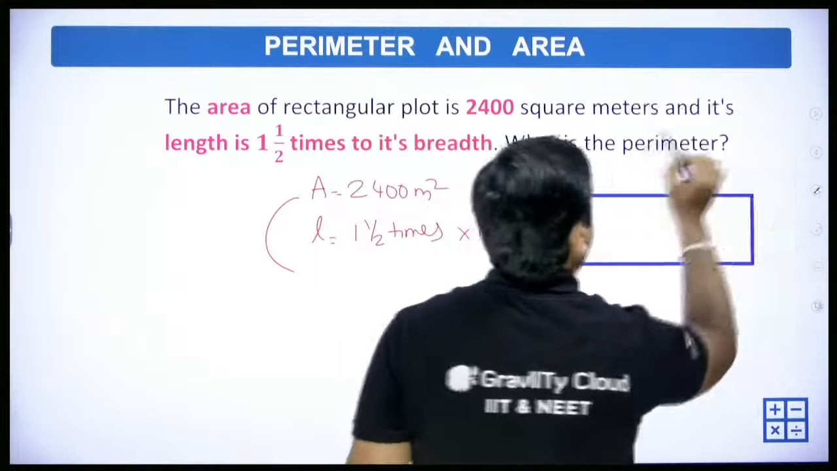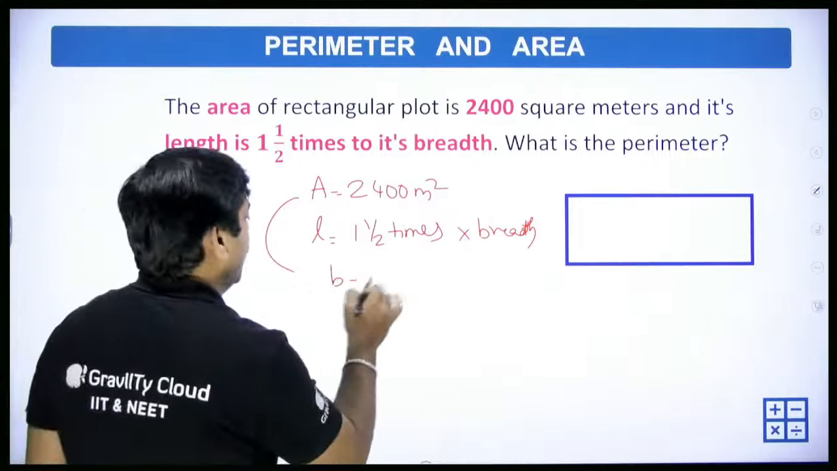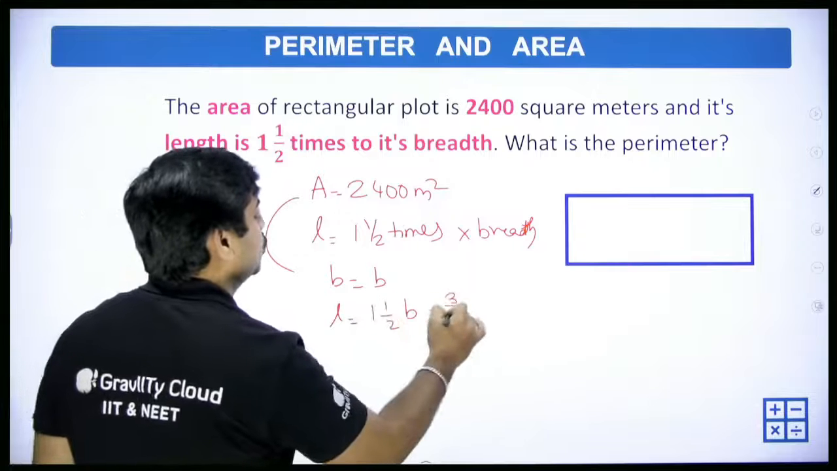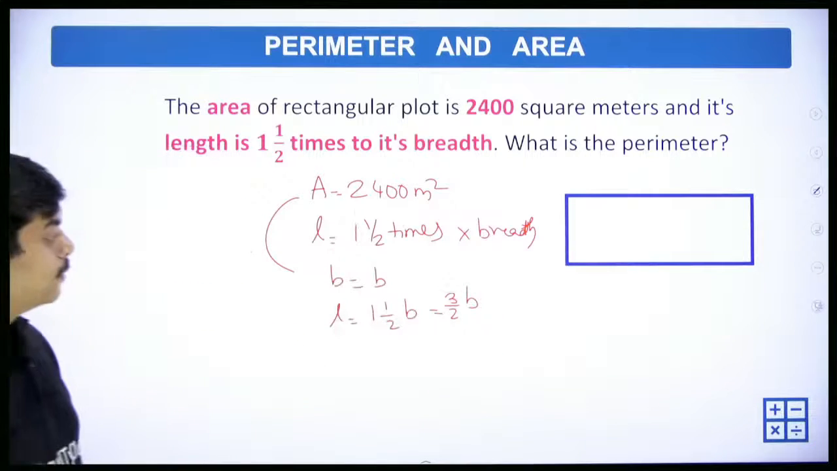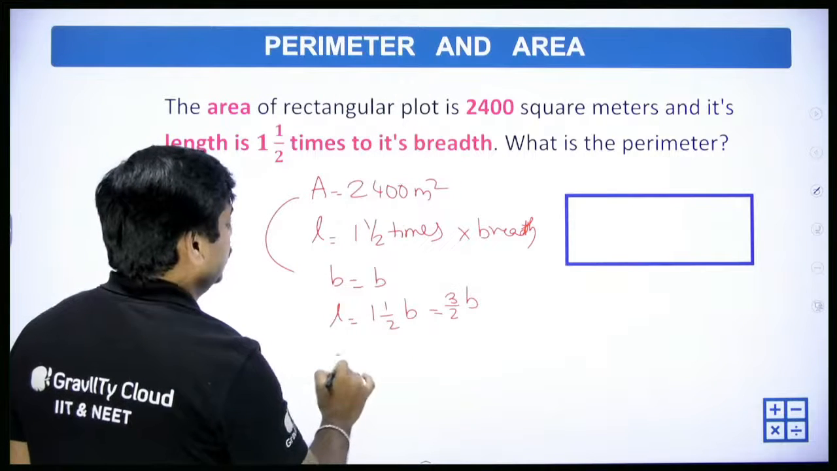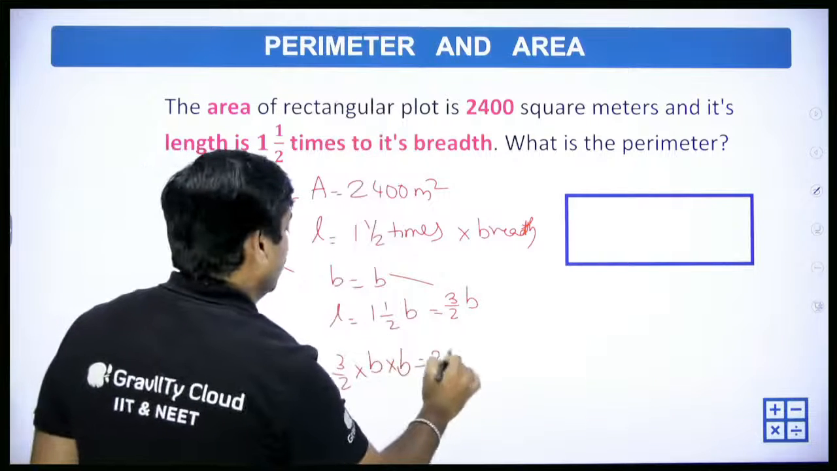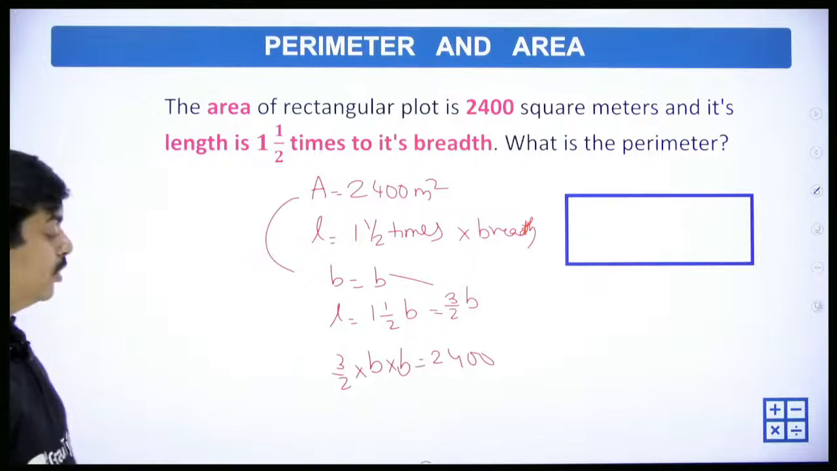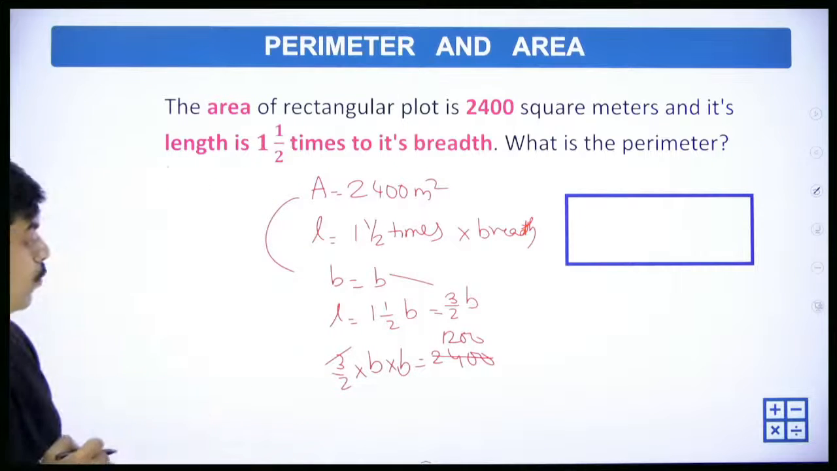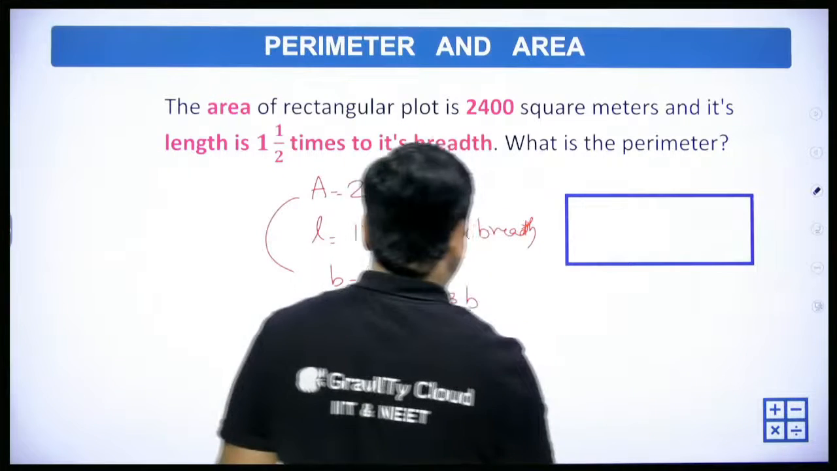Okay, so length is 1.5 times breadth. Breadth is B, but length will be 1.5 times B, that is 2 ones are 2, plus 1, 3 by 2 times B. So now length into breadth is equal to 2400, because the area is given as 2400. Okay, so you can cancel with 3. Sorry, I'm cancelling with the 2. Cancel with 2. Let me erase that.